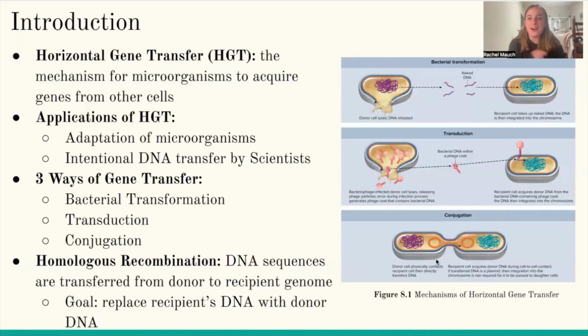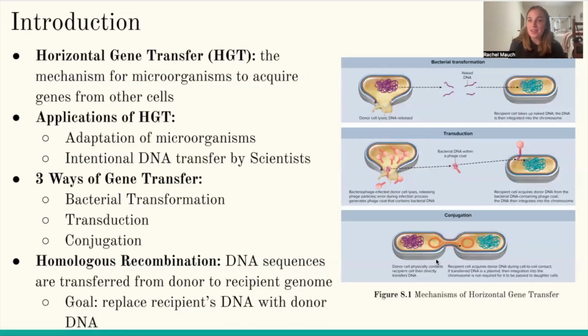Alrighty, to start off, I'll be doing the introduction. So, horizontal gene transfer is the process where microorganisms acquire genes from other cells, and this is to adapt to varying environmental changes. Scientists often do this to intentionally move one gene from a donor to a recipient bacterial cell. A recombinant is like the mixture of both qualities of a donor and recipient.